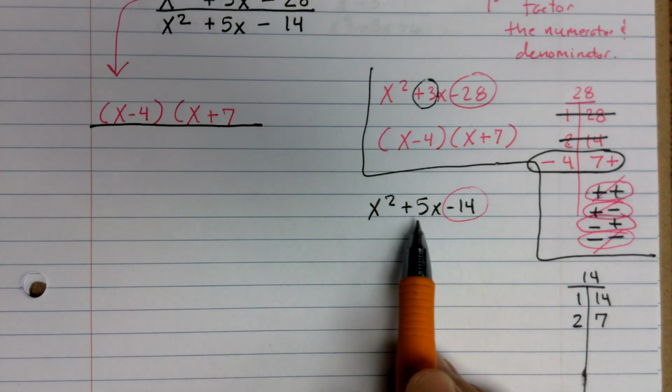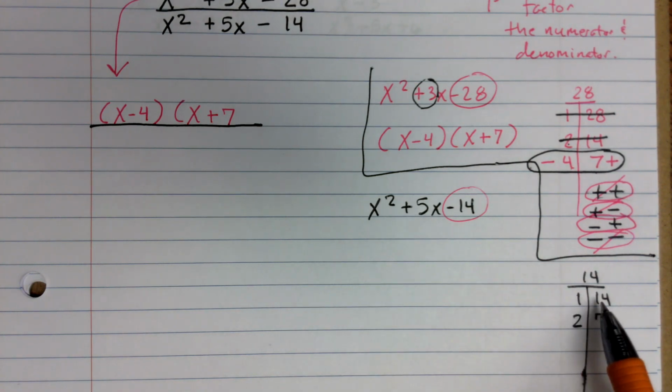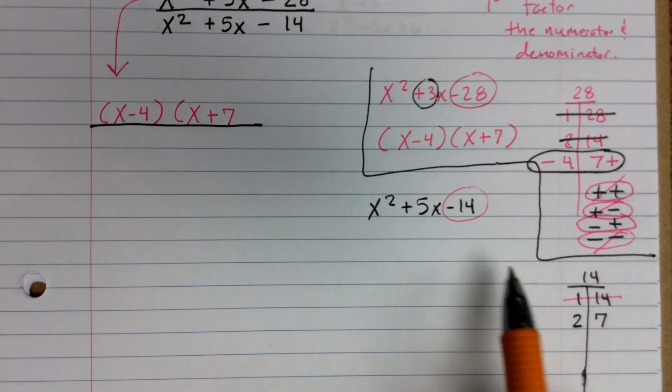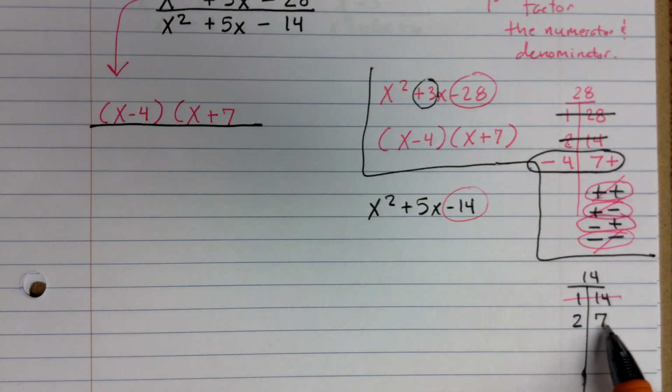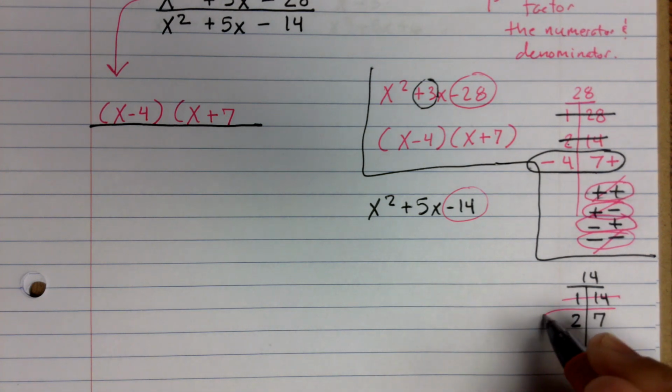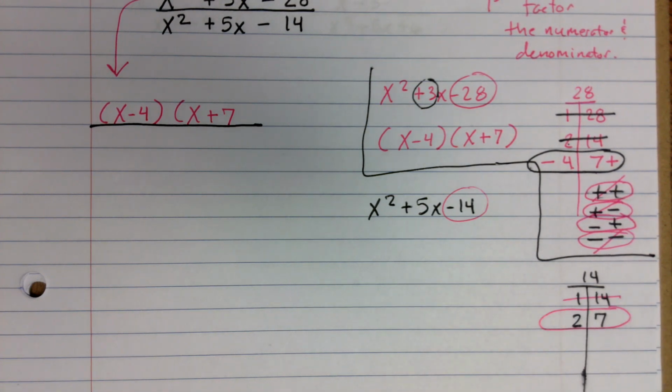Now I know that I can't get a 5 from a 1 and a 14, because 14 plus 1 gives me 15, and 14 minus 1 gives me 13. So I'm going to cross it out. Now 2 plus 7 gives me 9, but 7 minus 2 gives me 5. So I know that these are my factors. And now I just have to figure out, are they both going to be positive? Is one going to be positive and one going to be negative? Or are they both going to be negative? So we're going to test out our ideas.